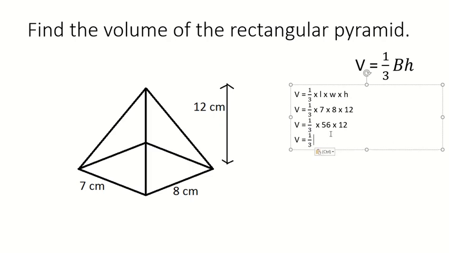Now I'm going to do 56 times 12. I'm just going to do that on the calculator, but if you'd like to do it by hand, you're more than welcome. 56 times 12 is 672. Now when we multiply by 1/3, that's the same as dividing by 3. So I'm going to take the 672, and I'm going to divide it by 3 now. And that is 224 cubic centimeters. And that is the volume of the pyramid.